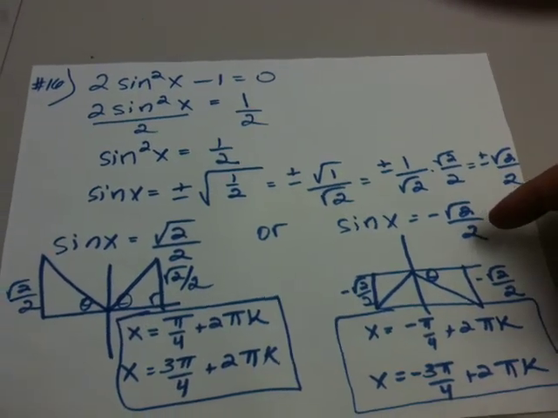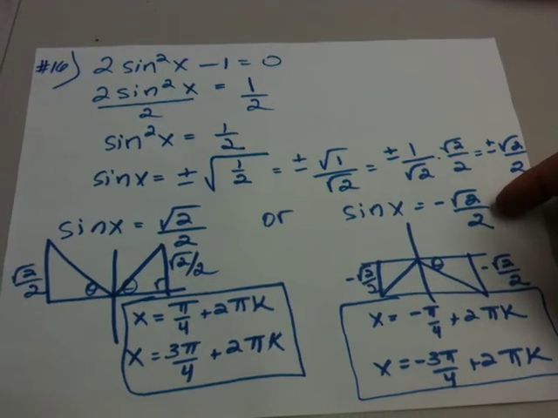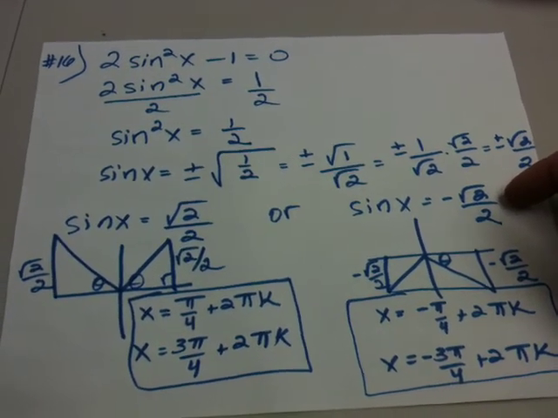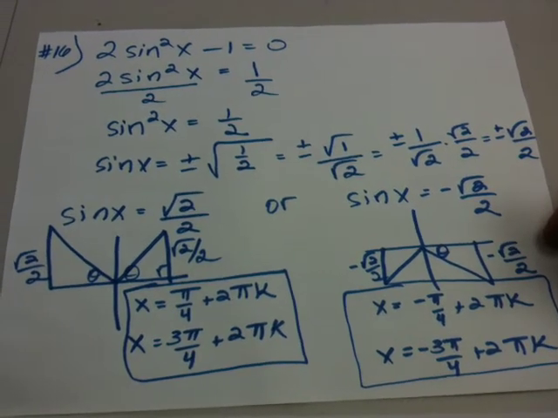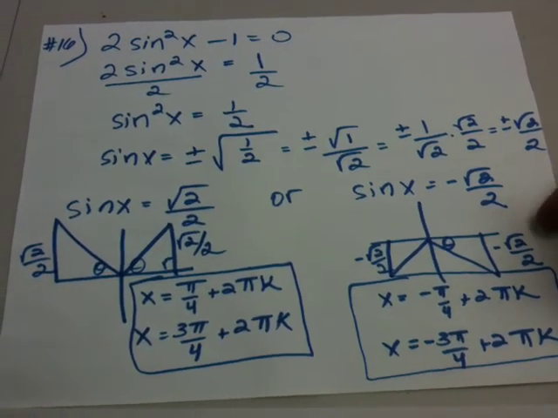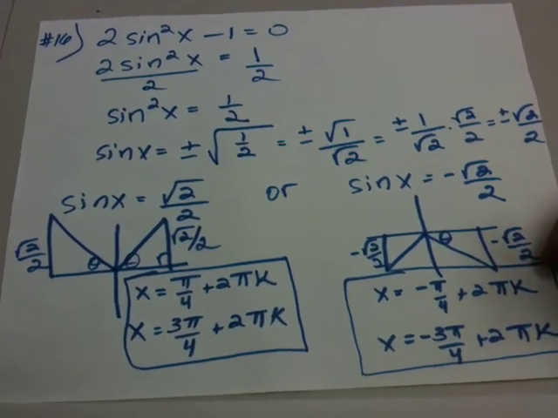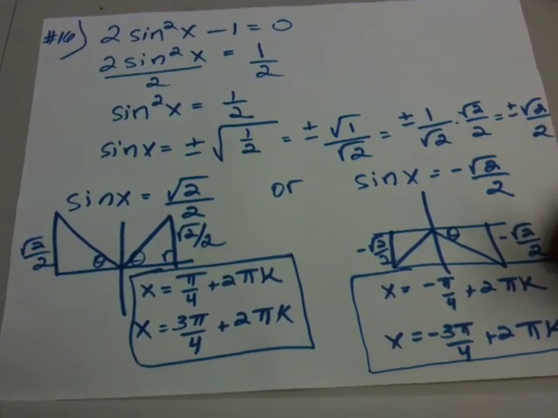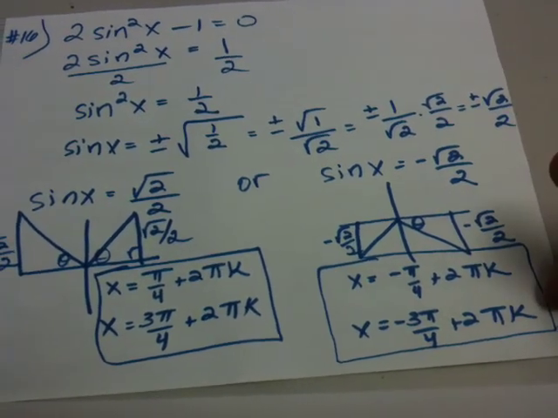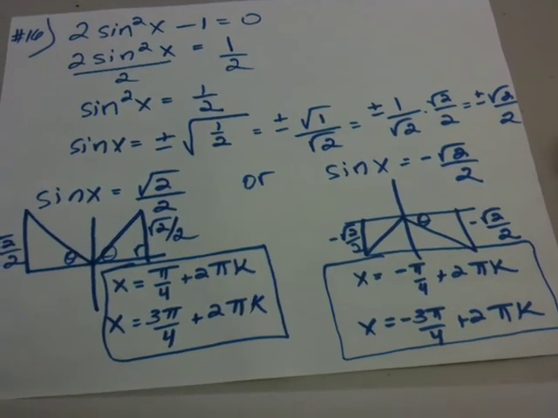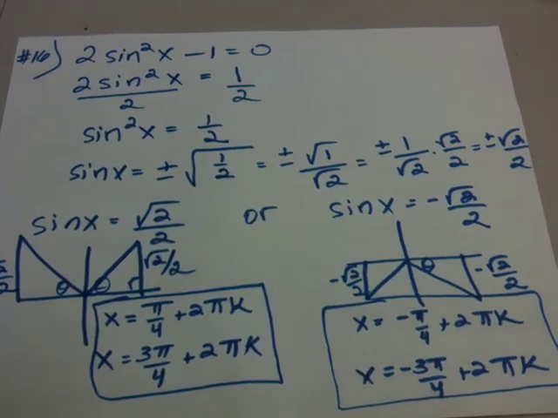For the second part of the solution, we're going to look at sine of x equals negative the square root of 2 over 2. Well, if the sine is going to be negative, we're going to look in quadrants 3 and 4. So I've drawn the appropriate triangles. If we're talking about the angle in the fourth quadrant, I'm going to write that as negative pi over 4 plus 2 pi k. For the angle in the third quadrant, it'll be negative 3 pi over 4 plus 2 pi k. And that completes the solution to problem number 16.